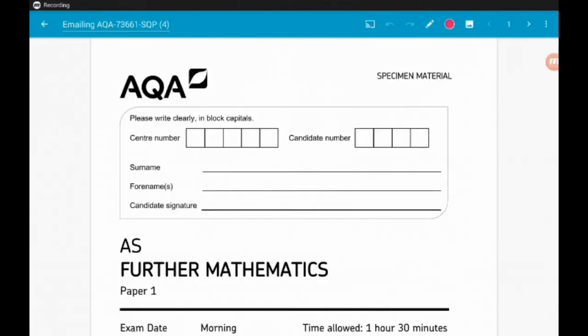Hey guys, this is the final part of the AQA AS Level Further Maths Specimen Paper 1. We're doing the last two questions, 11 and 12. I'm sure it's going to be a whole heap of fun. Let's do this.